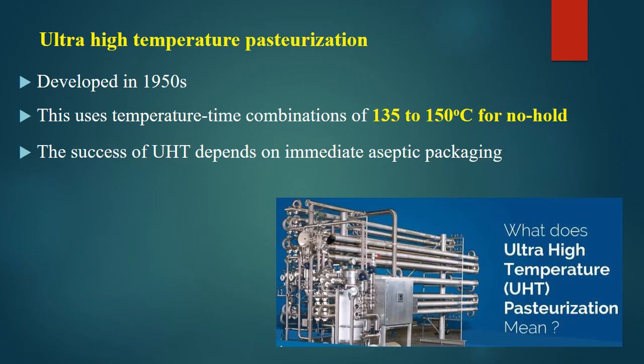So here is another method, that is ultra high temperature pasteurization, or sometimes we call it UHT, ultra high temperature treatment. So this is a full topic, separately I am going to discuss it in a separate lecture. So briefly, it was developed in the 1950s. This uses a temperature-time combination of 135 to 150 degrees Celsius with no hold. The success of UHT depends on immediate aseptic packaging. So here it is a very high temperature, so after that, immediately it should be packaged under aseptic conditions. So both these things I am going to discuss in a separate lecture.